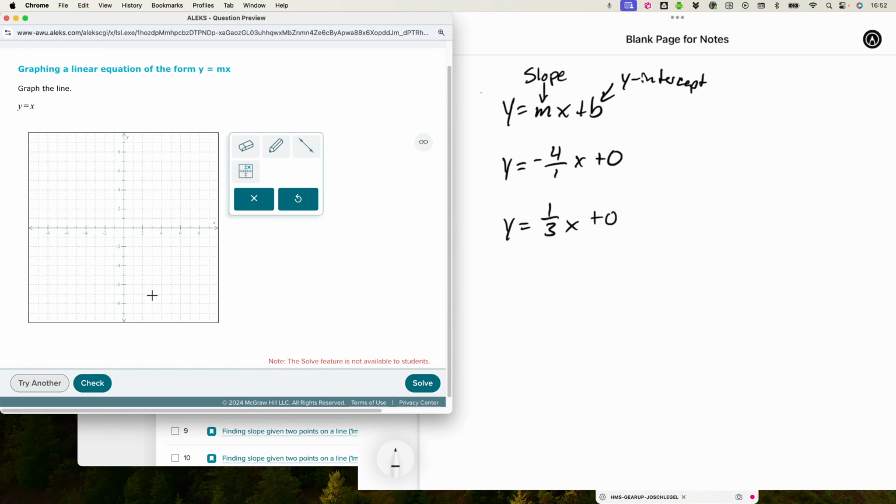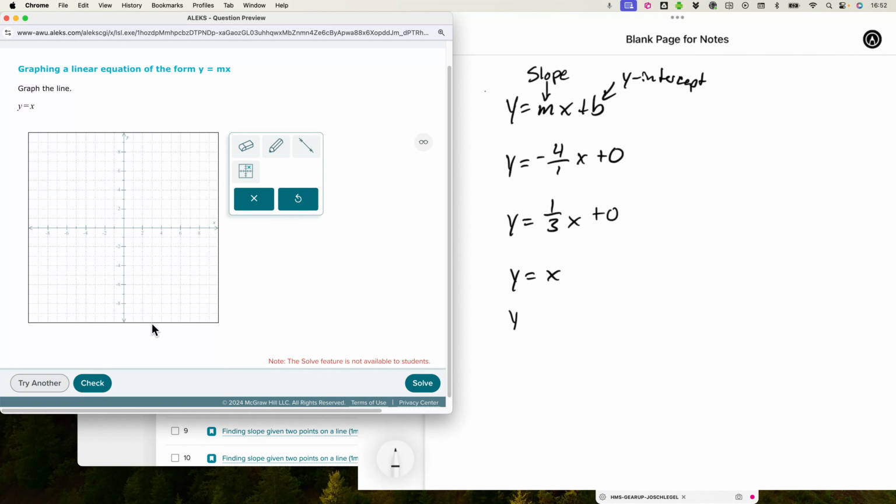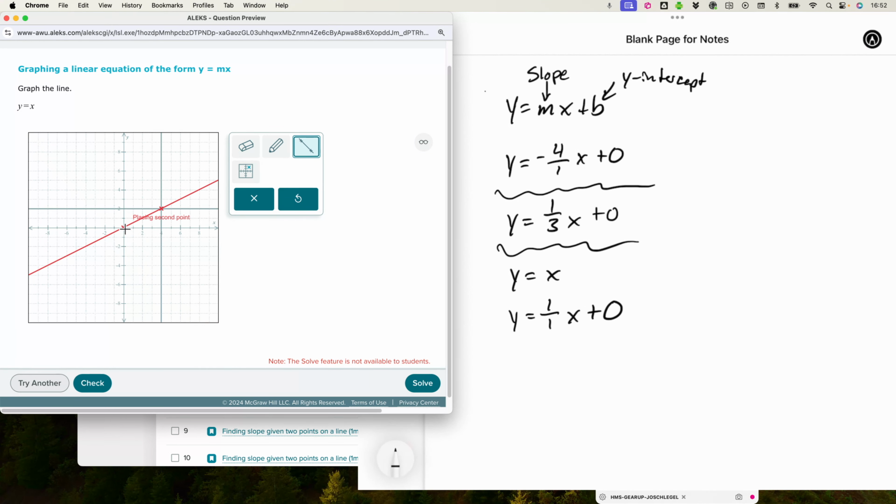Let's try another. This time we have y equals x. People get particularly confused about this one. Let's make sense of this. If we look at that x, we can see that the number or the coefficient of x that would be in front of it would be 1. So we can say that is 1 over 1, which is equivalent to 1x. And there is nothing being added to the end. So that would be y equals 1 over 1x plus 0. So again, we begin at the origin, 0, 0, and the slope 1 over 1 says up 1 and to the right 1.